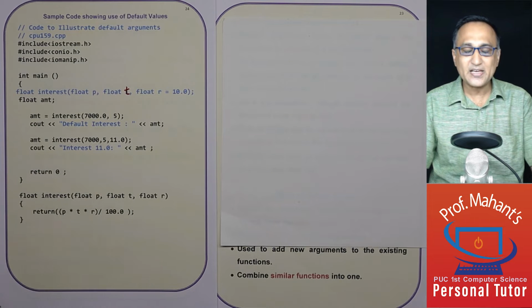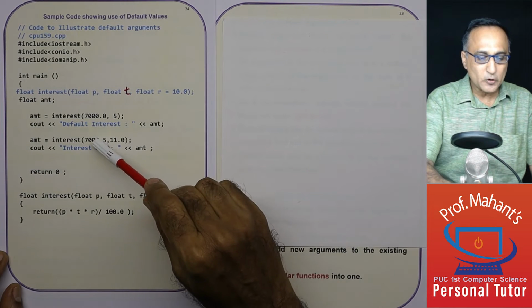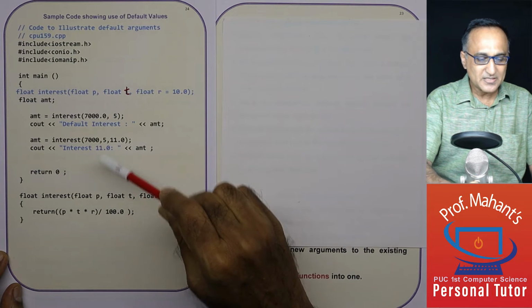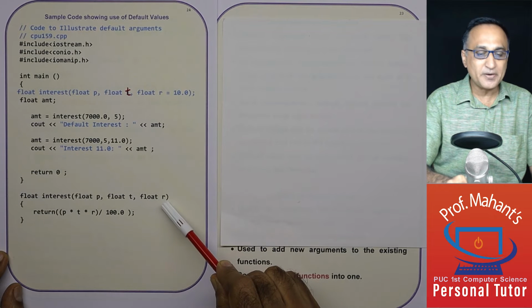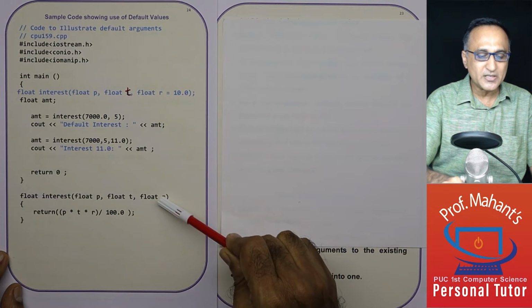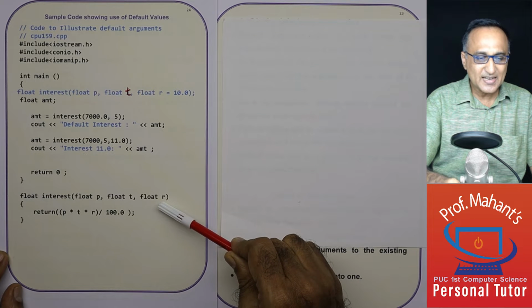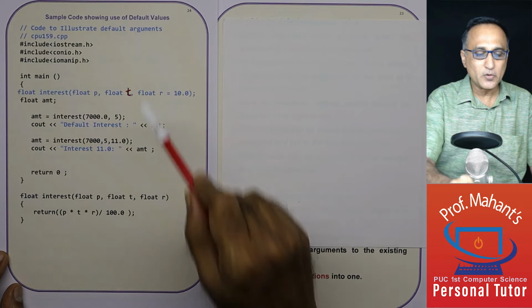Let us say the second calculation is for senior citizens. In that case, I am required to pass the amount. I am passing the time. Since I want a different rate of interest, 11 gets copied into R. If we had forgotten to send 11, it would have calculated using 10. So this is an example of a function using default argument values.